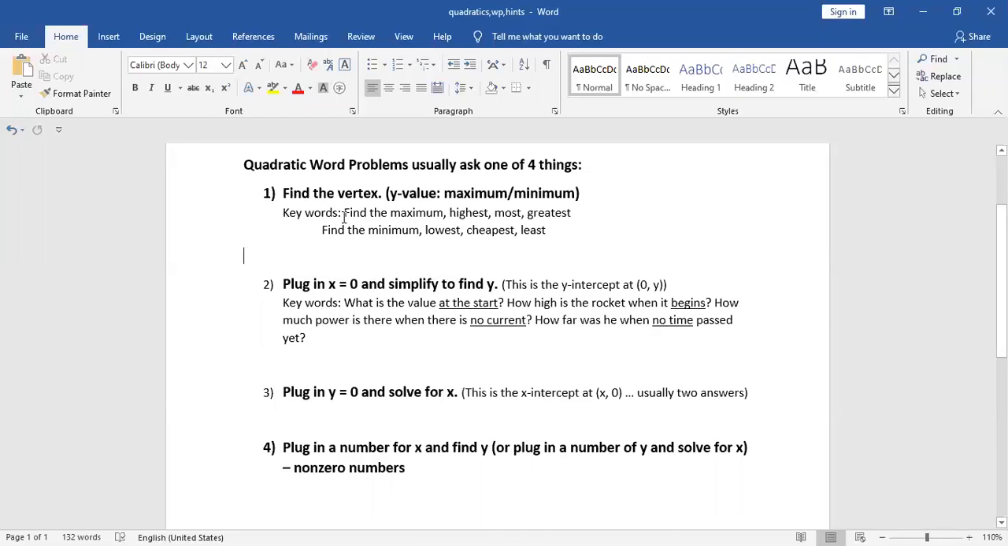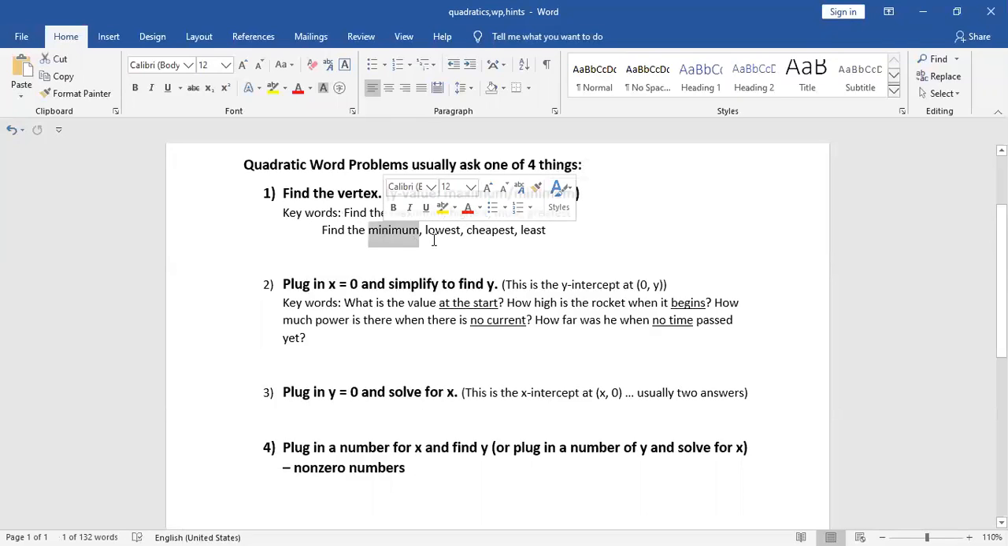So you'll know that they're asking you to find the vertex if they ask you to find the maximum. Now they won't necessarily use the exact word maximum. So you need to find something that means something similar, like find the highest amount, find the most expensive price, find the greatest height. So anything that means maximum, that's going to be a problem that's asking for the vertex.